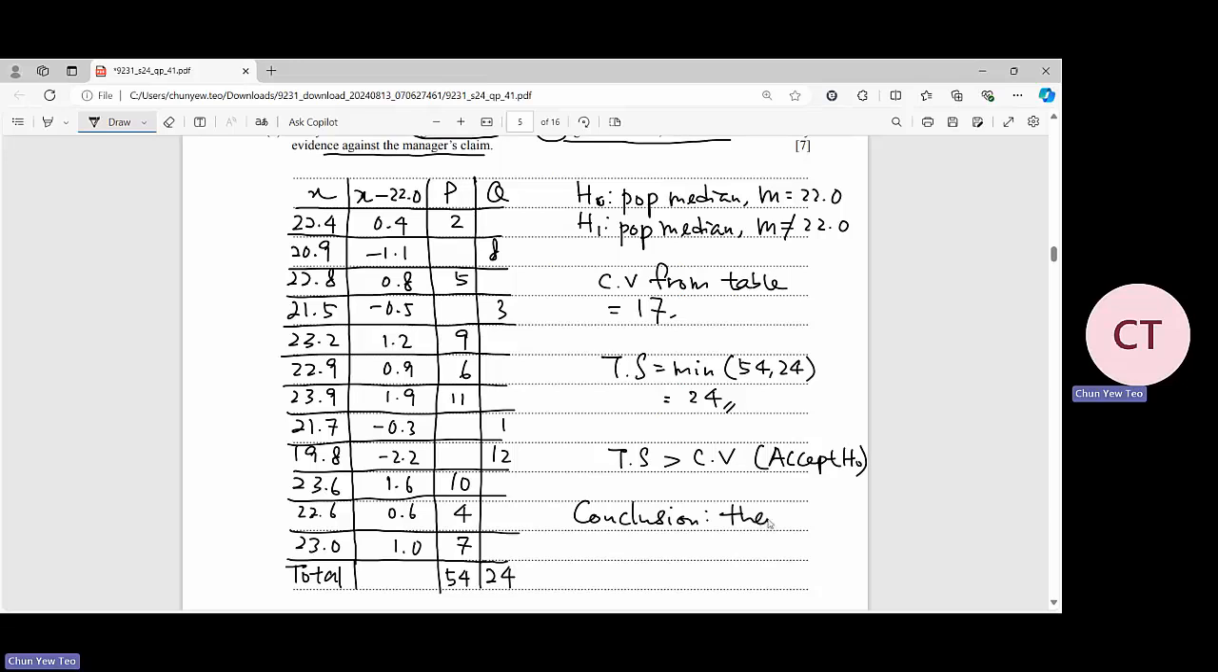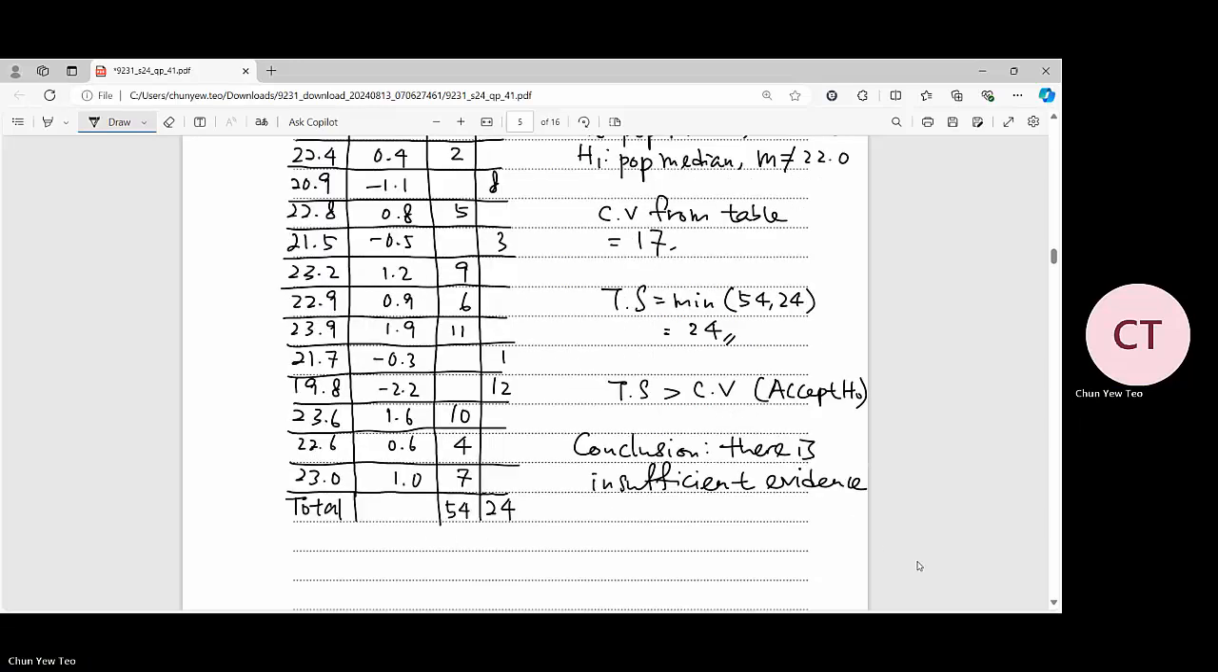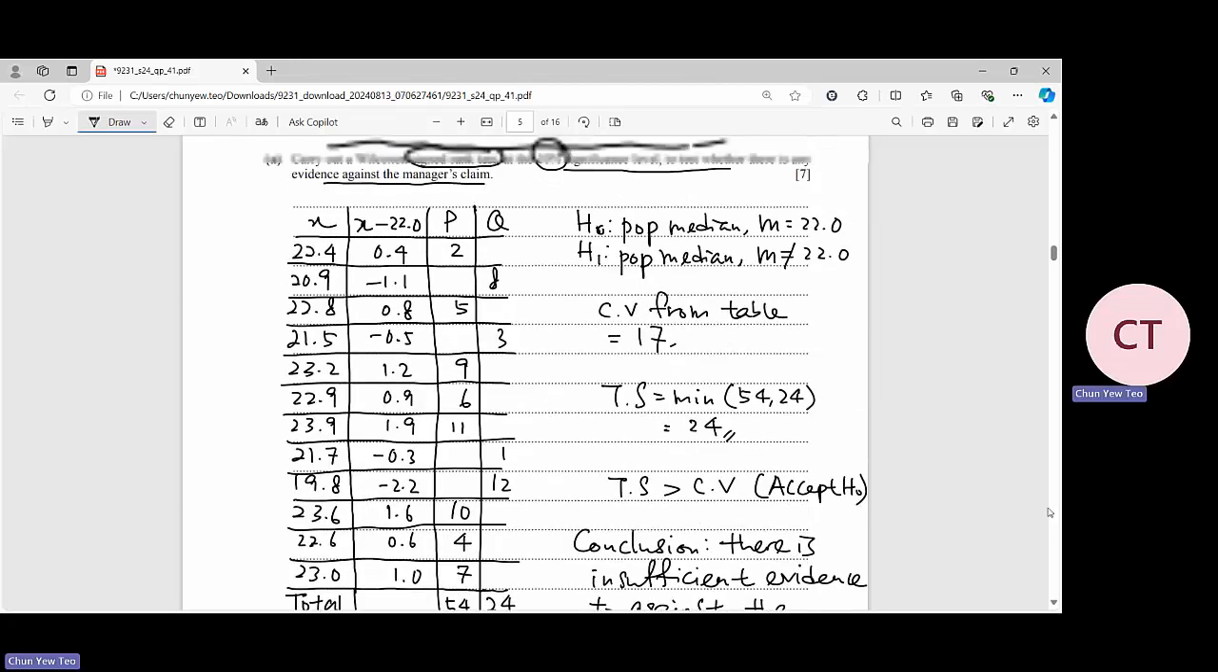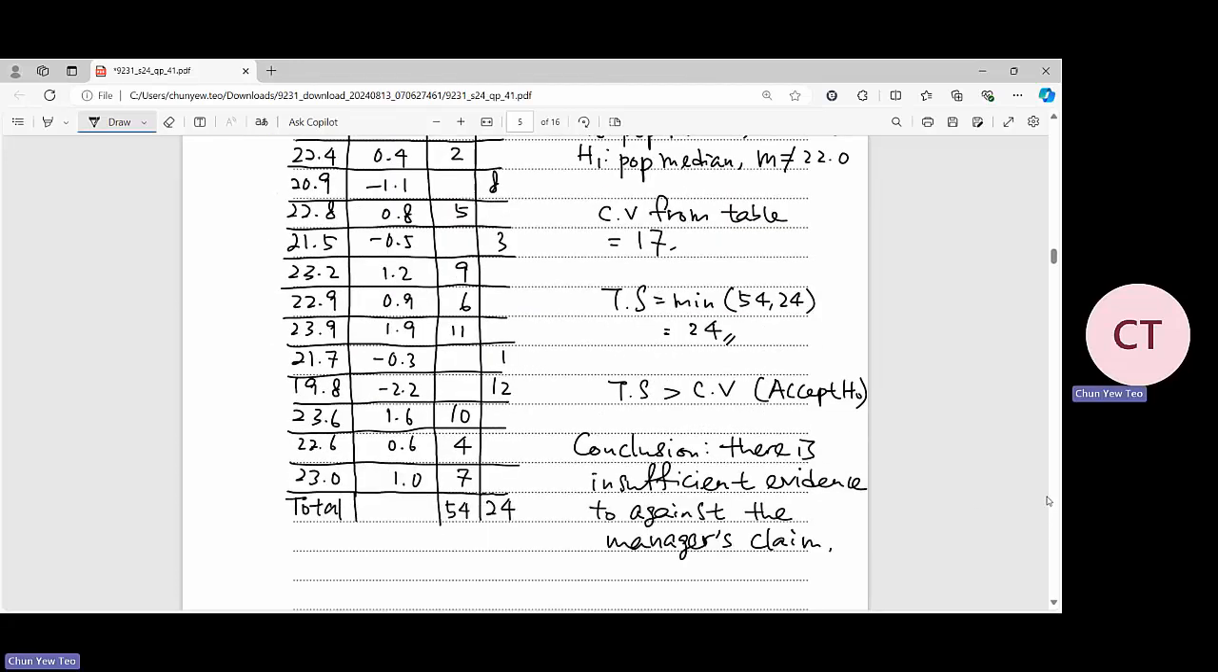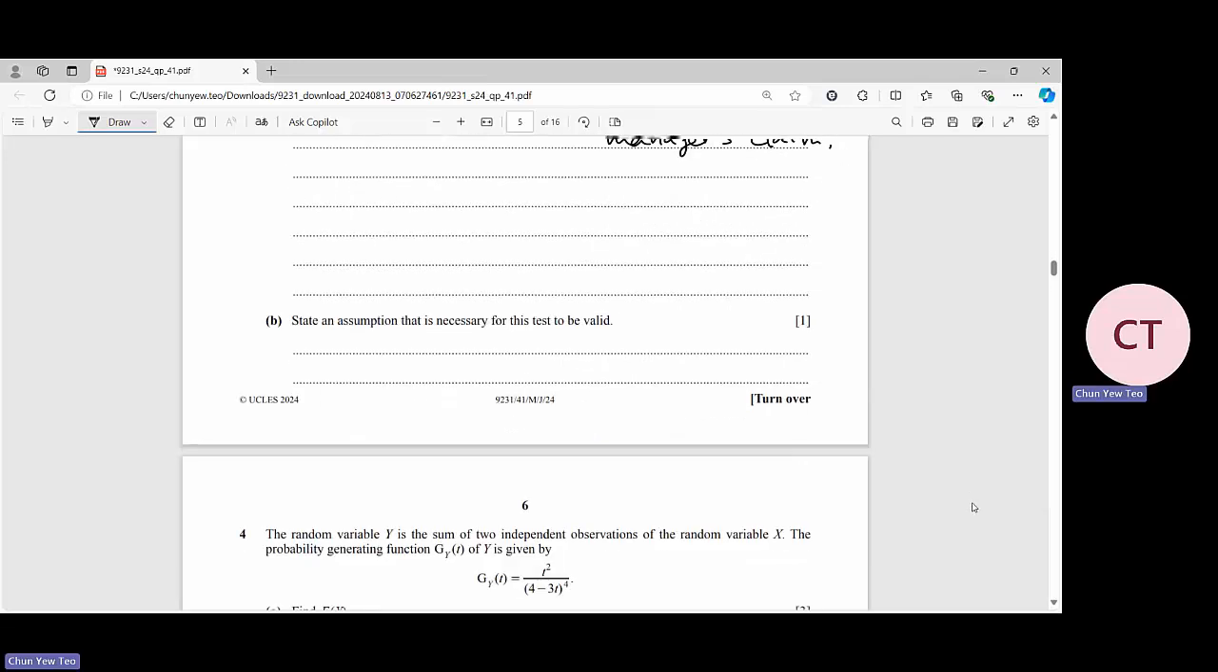There is insufficient evidence to go against the manager's claim. Done, just like that. This is the answer for question number 3, part A. So now we move on to part B.